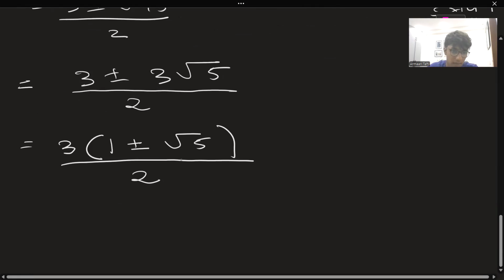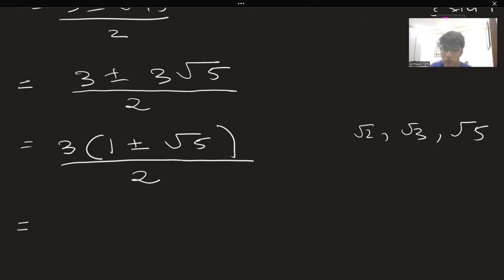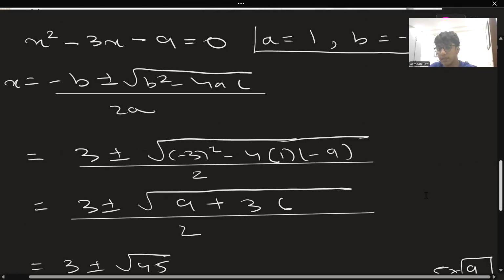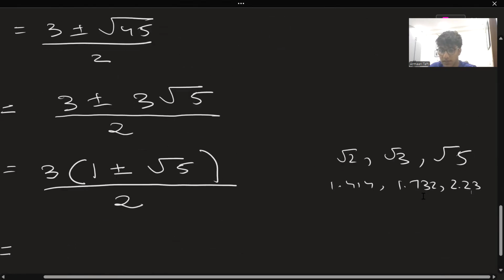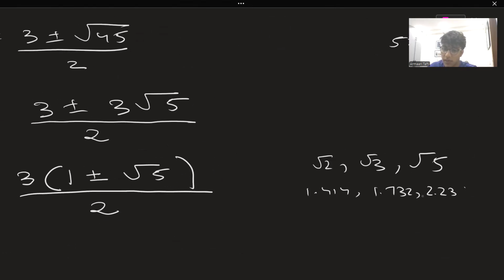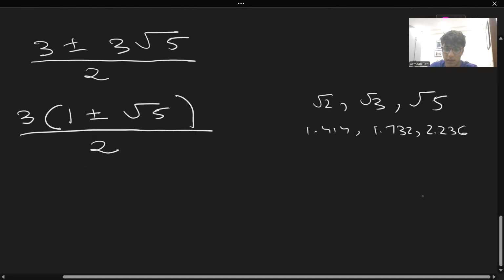And root 5 value you should memorize. You should memorize root 2, root 3, and root 5 here. Root 2 is 1.414, root 3 is 1.732, and root 5 is 2.236. You don't have to memorize them, but I would advise you to memorize them because these will keep coming up, and it's just simpler to know these by heart.